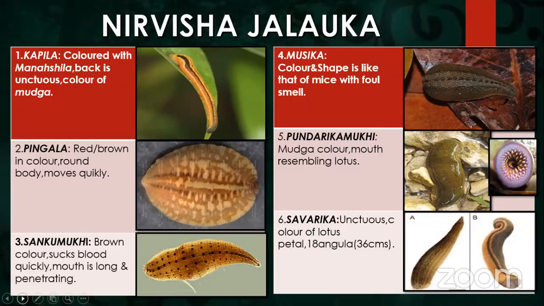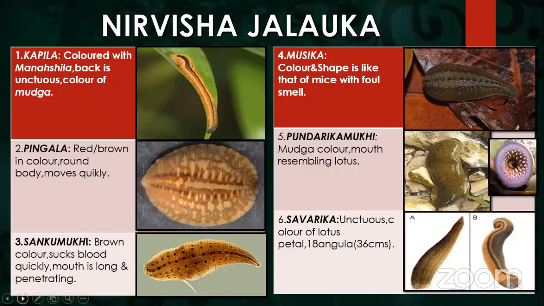Second one is Pingala. Pingala is red or brown in color, round in body shape, and it moves quickly. Third one is Shankamuki. Shankamuki is brown in color and it sucks blood quickly. Mouth is long and penetrating. That is Shankamuki. Muki in the sense mouth. So this is the third one.